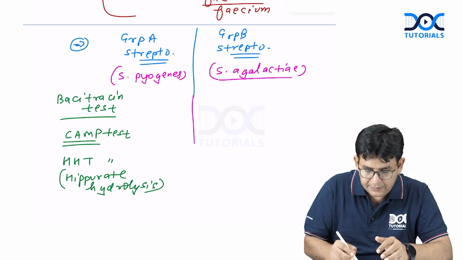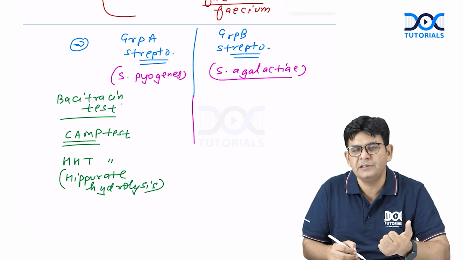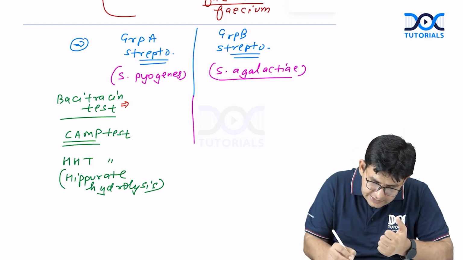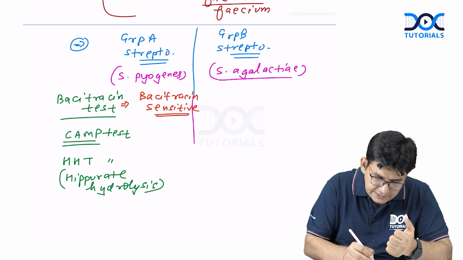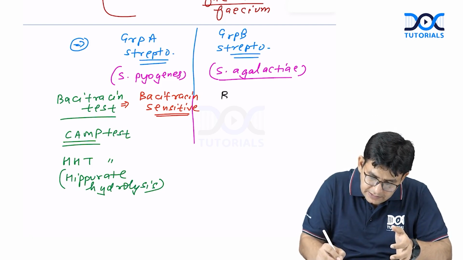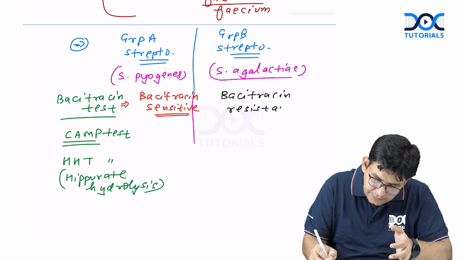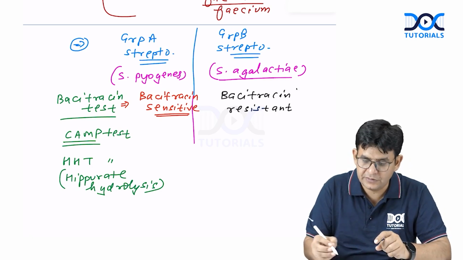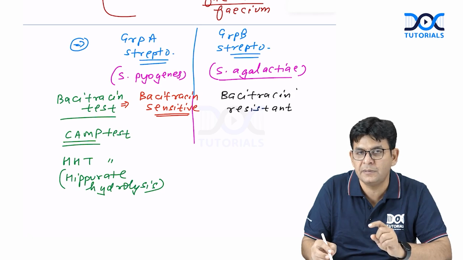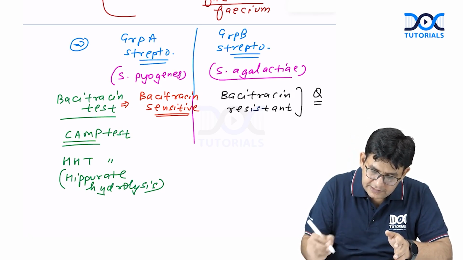Fine. CAMP, I will tell you what is CAMP. CAMP is basically the name of 4 scientists. Now, first of all, talking about the bacitracin test. Streptococcus pyogenes is bacitracin sensitive. And this particular one is bacitracin resistant. What is the meaning? The meaning is that bacitracin kills Streptococcus pyogenes, whereas the bacitracin resistant one is Streptococcus agalactiae. Is it fine? Now, this was asked in the INICET exam.